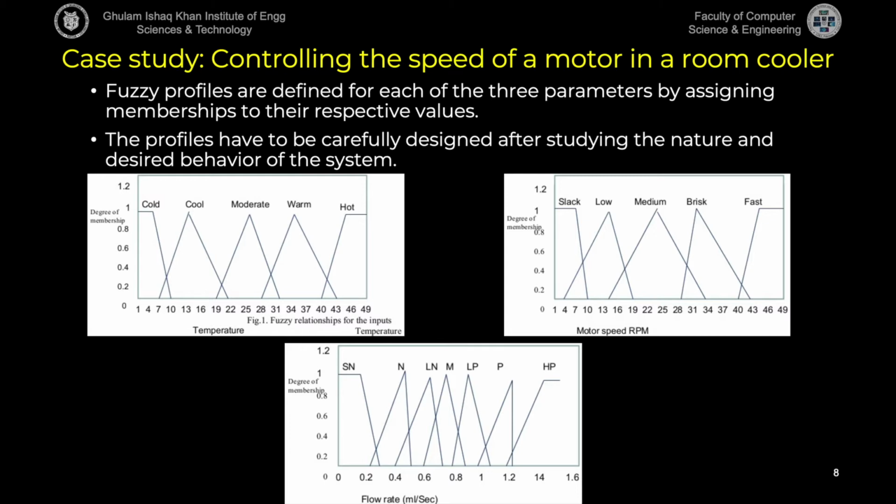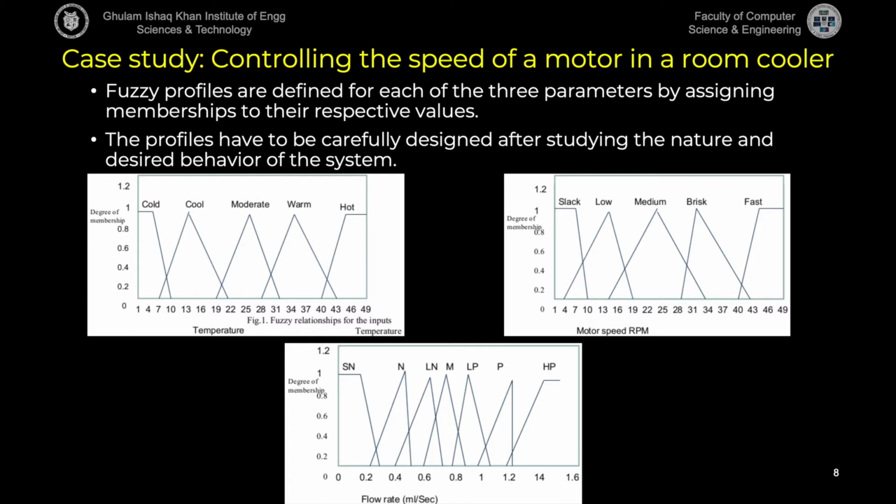From this, it must be clear on the x-axis for temperature, which is on the left side, that for a temperature, let's say between 1 degree to 10 degrees, it's cold with some value of membership, and beyond that, it's 0 for cold. Similarly, for let's say between temperatures 7 degrees and 22 degrees, it's cool, and before that and beyond that, it's 0 membership for cool. Similarly, we can define it for moderate, for warm and for hot for temperature.